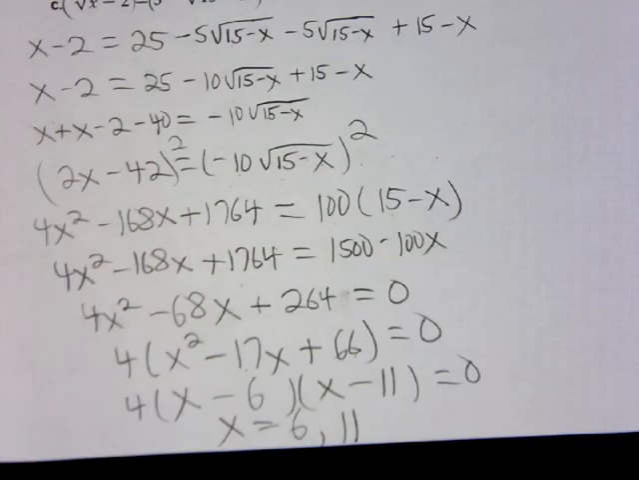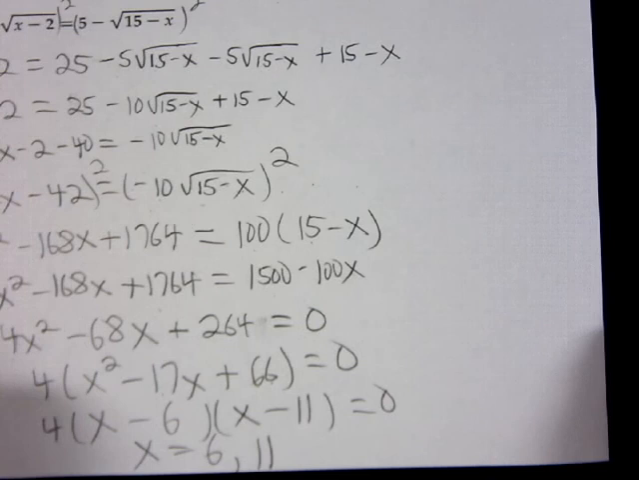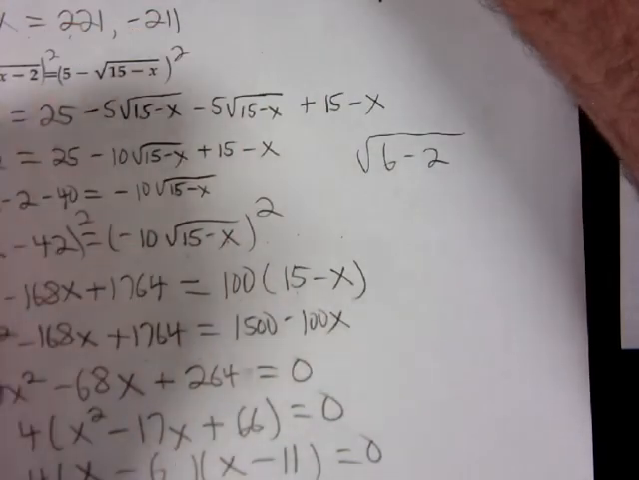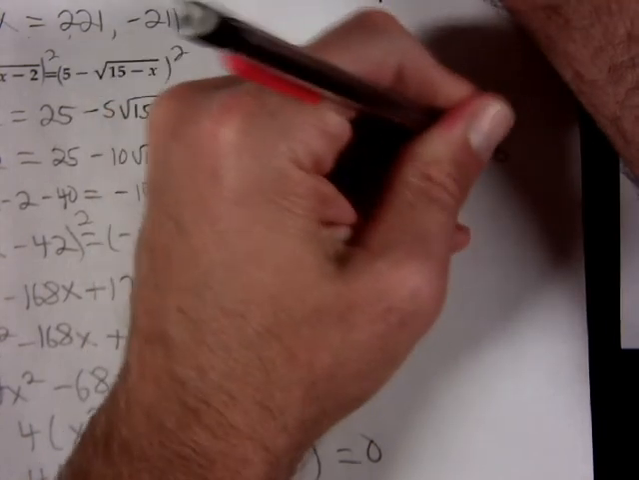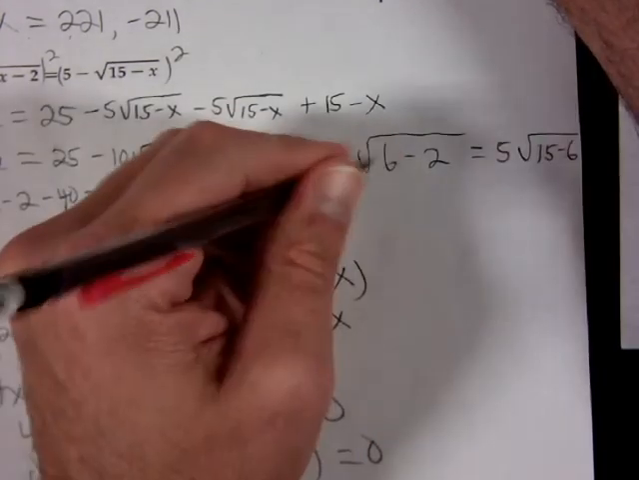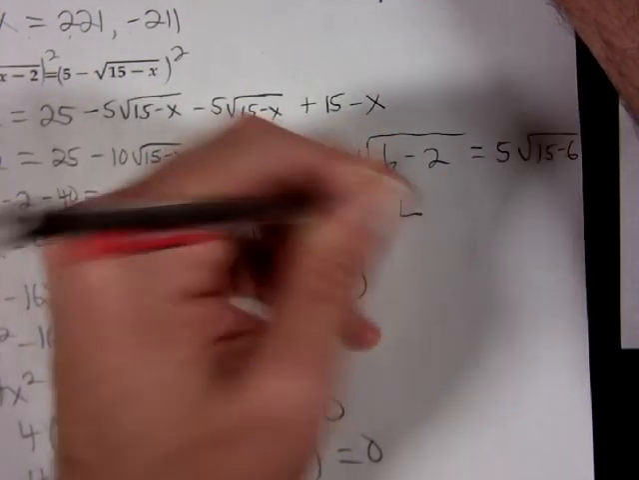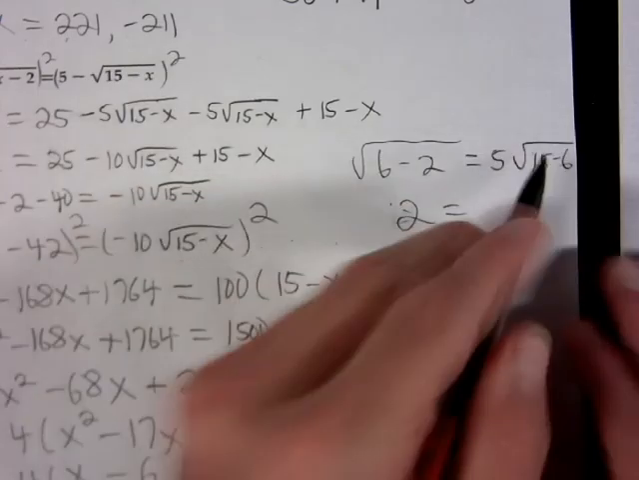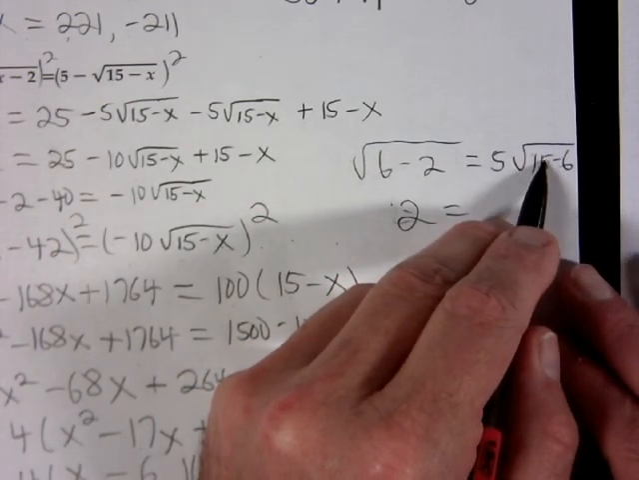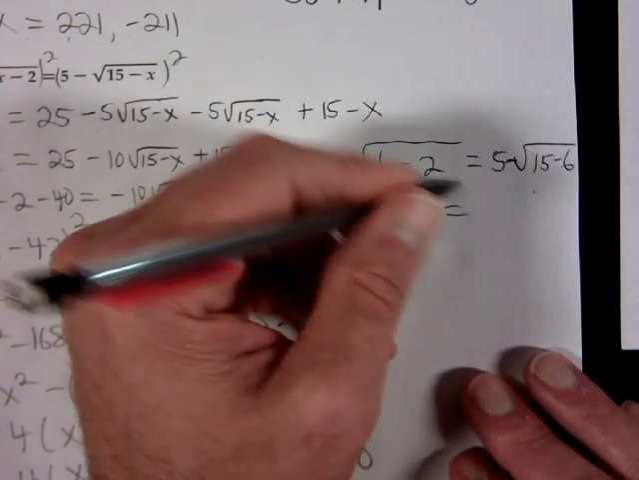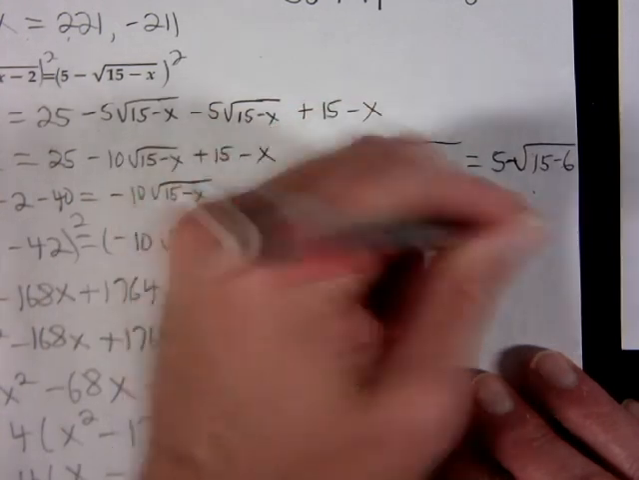But are either of them extraneous? Let's find out. Okay, so let's plug in 6 first. So back to the original equation, that's going to be the square root of 6 minus 2, right, equals 5 minus, open, 15 minus 6. Okay, so let's see if that works. And so that's going to be square root of 4, which is 2. And on this side, that's going to be the square root of 9, which is 3. And so that'd be 5, and I forgot to put a minus in between there. 5 minus 3, let's see, which is 2. So that checks out. So 6 is good.